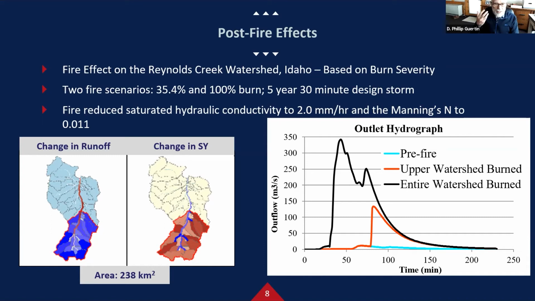All right, and so in this slide we're looking at two scenarios, one where 35.4% of the watershed was burned, another where 100% of the watershed was burned. In this case, we're assuming it was all high burn severity, and now we're looking at the pre-fire, the upper watershed burn, the entire watershed burn, and what was the potential impact. Again, Dave is going to talk a lot more about our fire effects tool in the next presentation.